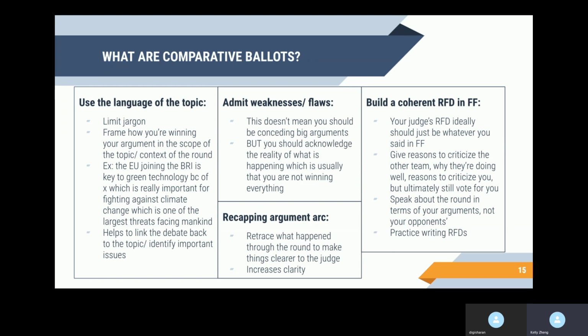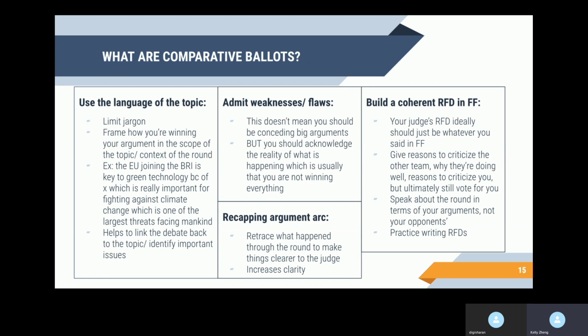The next thing is you can recap the argument arc. So basically, this is retracing what happened through the round to make things clearer to the judge. You can say, we say in case that our argument is blah, blah, blah, from case, and then they said this, and then whatever you said in summary to frontline. That helps to increase clarity of what the argument is and how it has changed from the beginning of the round to the judge, which also provides a direct comparative, because if I can understand what is happening on one side better, I am more likely to vote for them.